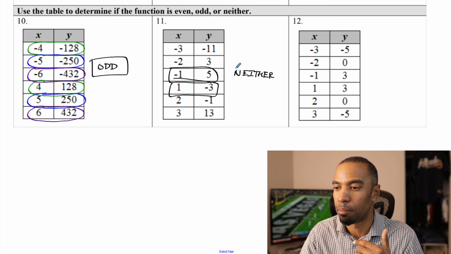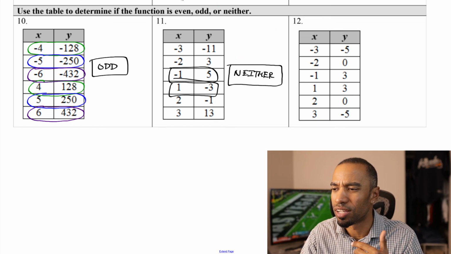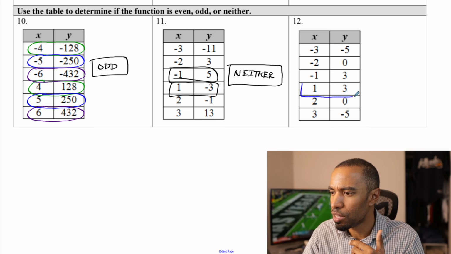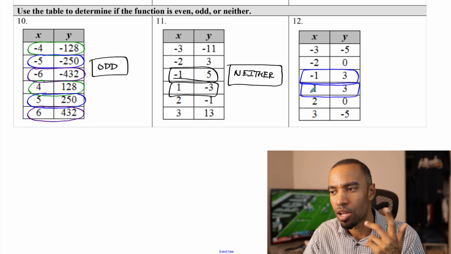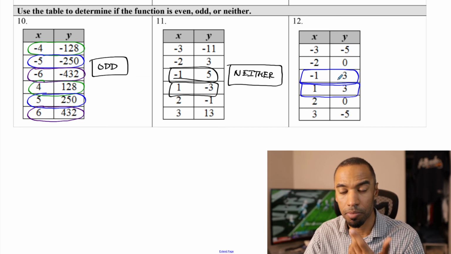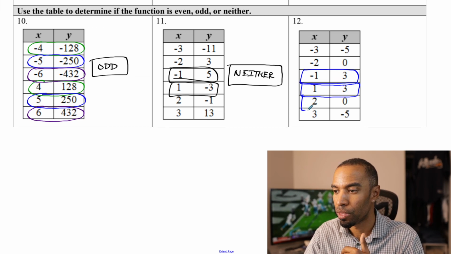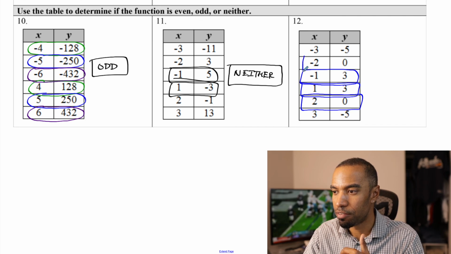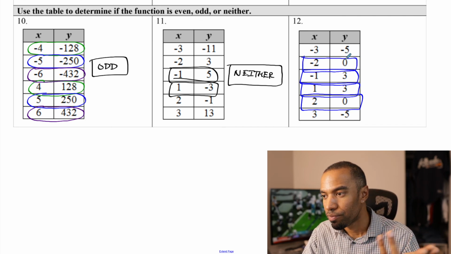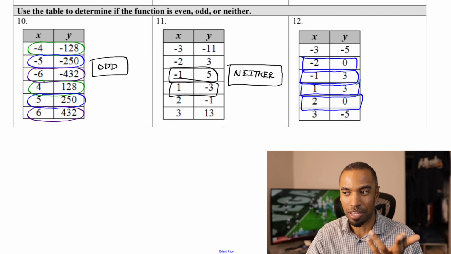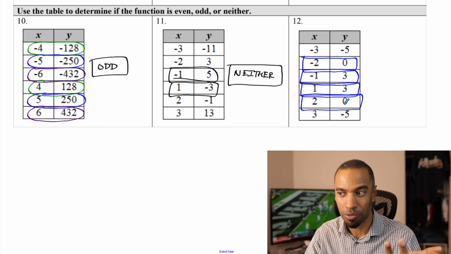All right, lastly, number 12 here. Let's take a look. Let's find some things. (1, 3), (-1, 3). Okay, opposite x's, same y. Something an even function would do. Let's check it out. (2, 0), (-2, 0). Well, I couldn't tell here whether it would be odd or even because there's no such thing as negative 0, but it's still a 0.